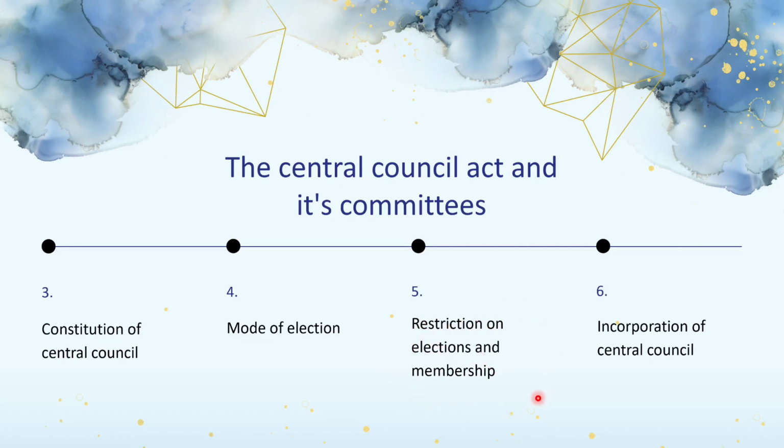Now let's move on to point number 5 under this chapter, that is restriction on elections and membership. No person may at the same time serve as a member in more than one capacity. Also, the Central Council shall be a body corporate by the name of the Central Council of Homeopathy, having perpetual succession and a common seal with power to acquire, hold and dispose of property, both movable and immovable, and to contract, and shall by the said name sue and be sued.